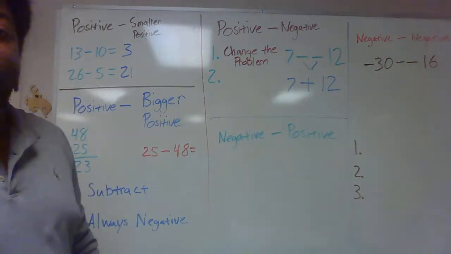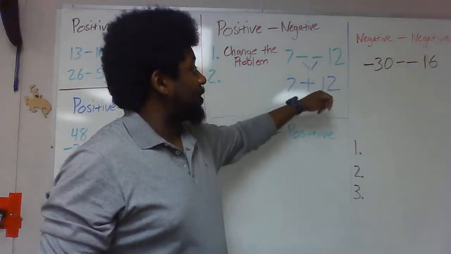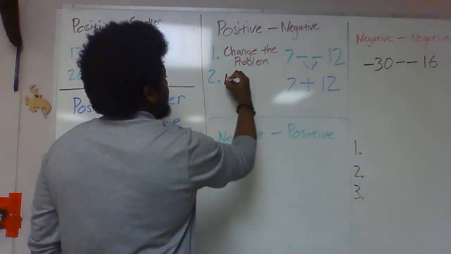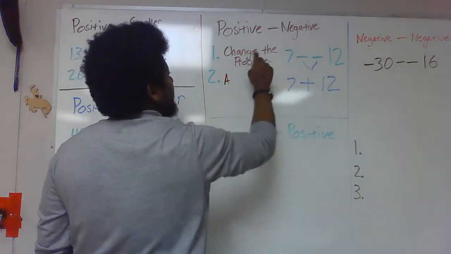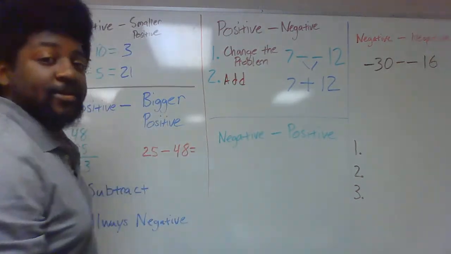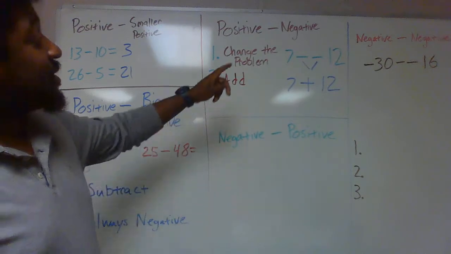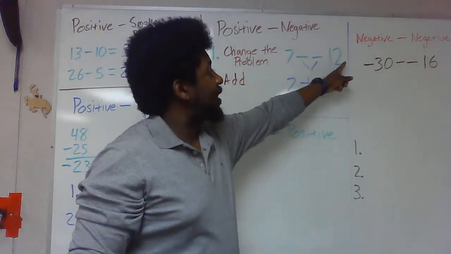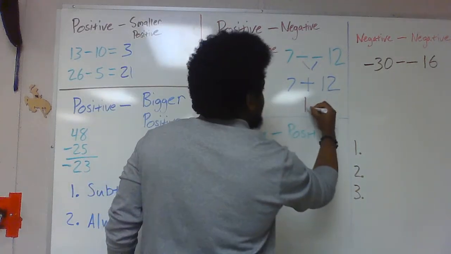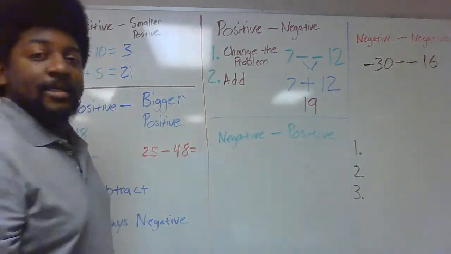So we've changed the problem. Now I have a positive plus a positive, which is just adding. So the second step, after you have a positive plus a negative, a positive minus a negative, and you change the problem, is to add your two values. So 7 minus negative 12 becomes 7 plus 12, which we know is 19.